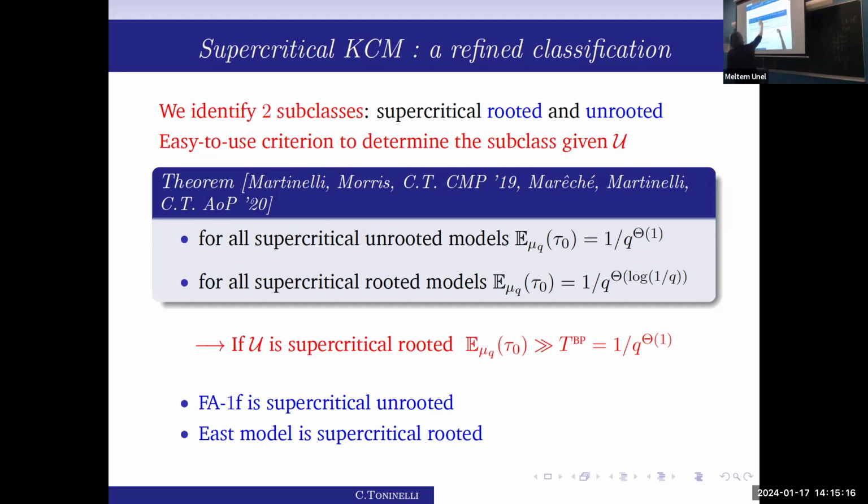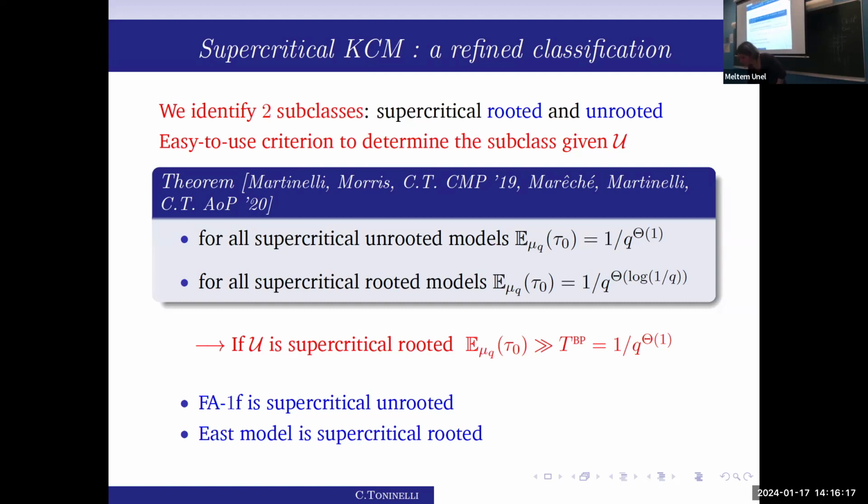While for the stochastic dynamics, we have to refine this universality class in order to capture the correct behavior, and we identify two subclasses. Again, the criterion to determine them is very easy once we define the geometric quantities which are needed. We identify one that we call the unrooted models, which behave as a power law, as for the bootstrap. The other one is what we call rooted models, for a reason that I will say in a second, and that diverges faster. The mean infection time of the origin diverges as 1 over q to a power which is log of 1 over q. The FA1F model is unrooted, so power law scaling, and the East model instead is rooted, so 1 over q to the log 1 over q scaling.